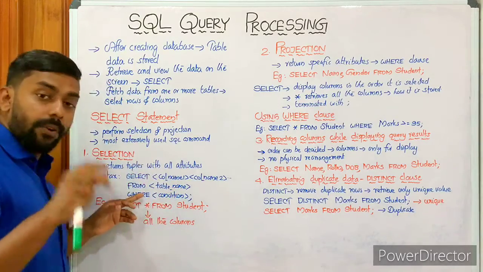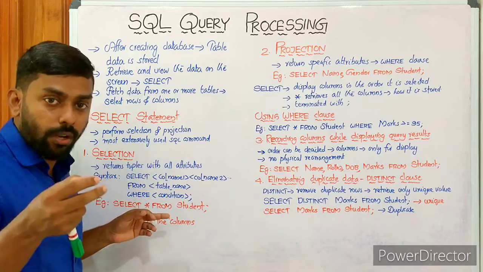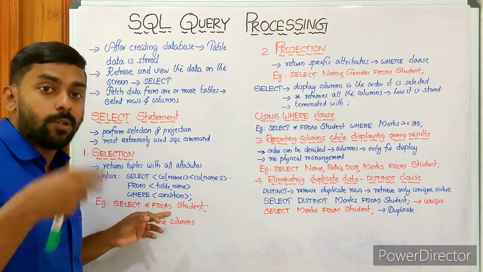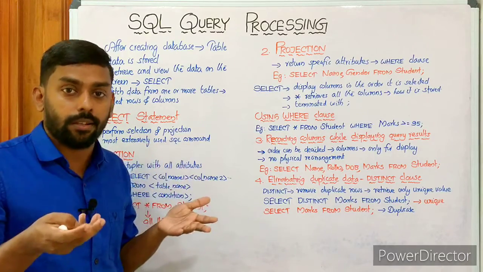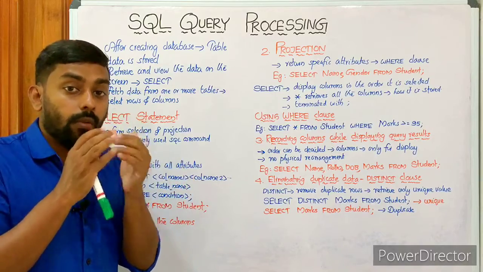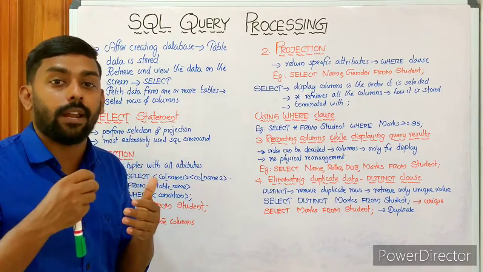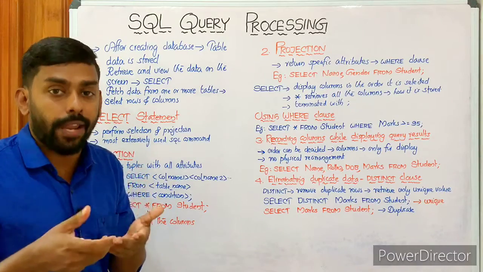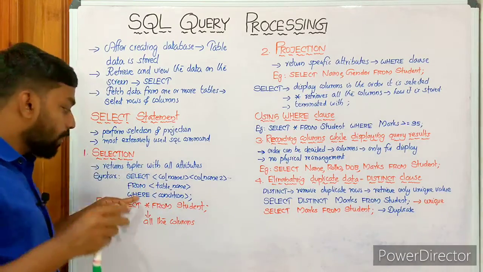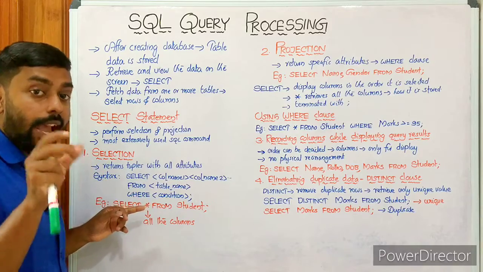Finally, we have the where clause. We know it's optional. It's used to restrict the number of tuples to be selected. The where clause applied in the select command is used to restrict the number of tuples to be selected or displayed. So it's used to restrict, to limit the access.